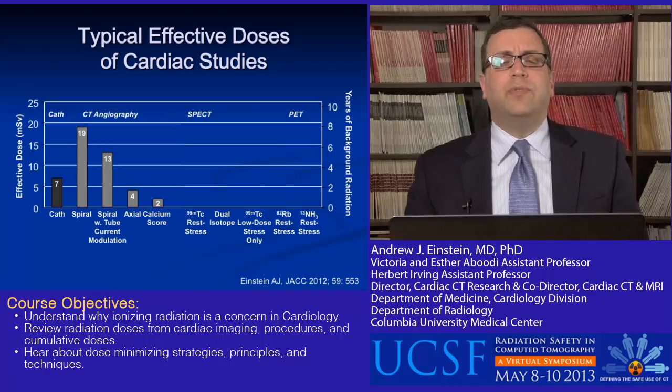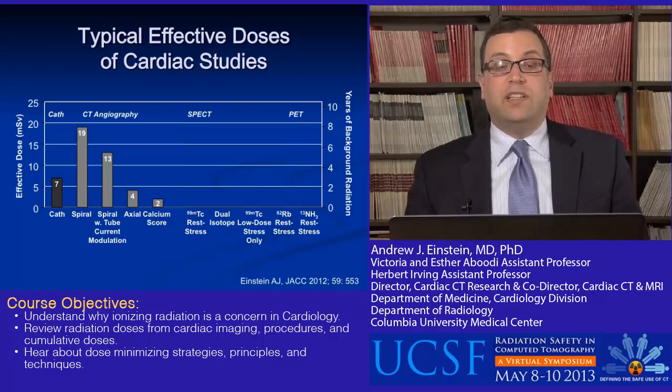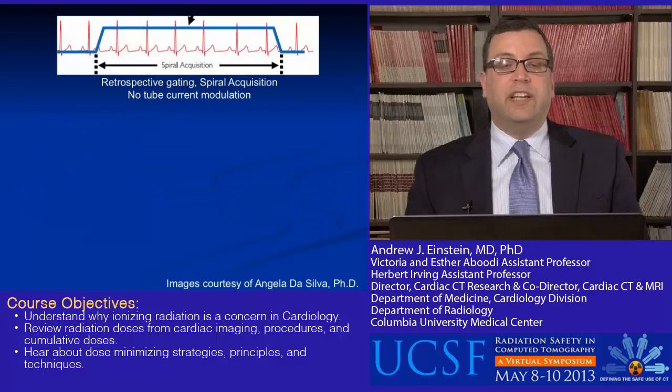What doses do patients receive from cardiac studies? A typical cardiac catheterization, according to the United Nations Scientific Committee on the Effects of Atomic Radiation, is associated with an effective dose of typically 7 millisieverts. Coronary CT angiography, well, it varies a lot and it depends on the technique which we use. Let's go into that in a little bit more detail. There's a number of different approaches which we can use to perform coronary CT angiography.